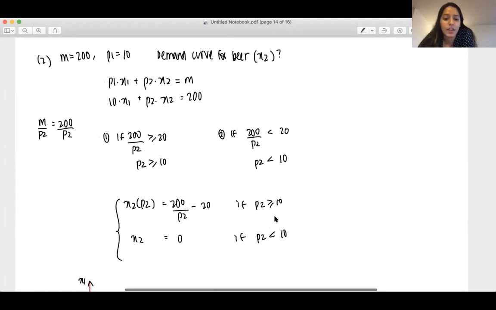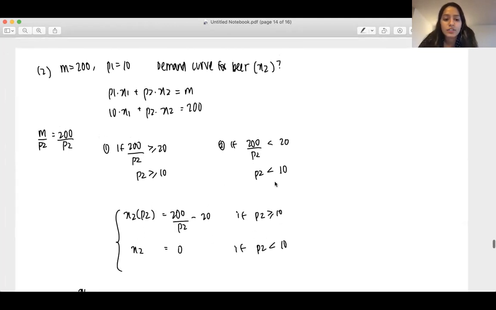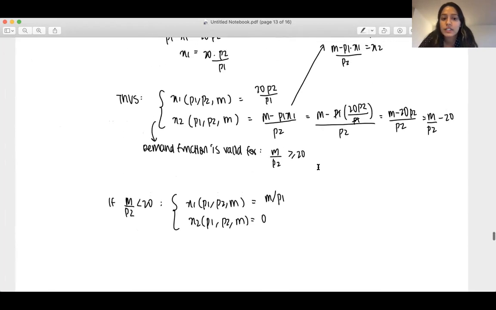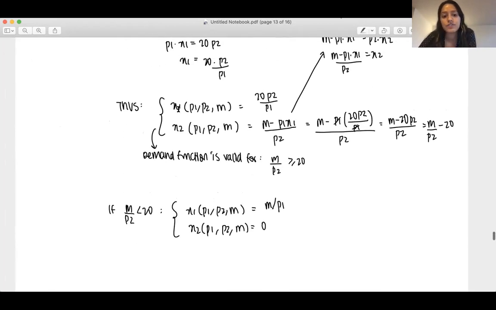Here, I don't know if you want me to go back so that you can see it, but basically the function for x1 is 20 times p2 over p1.